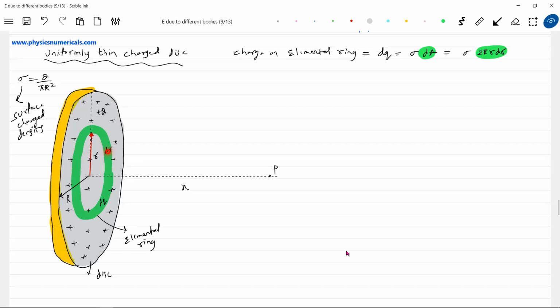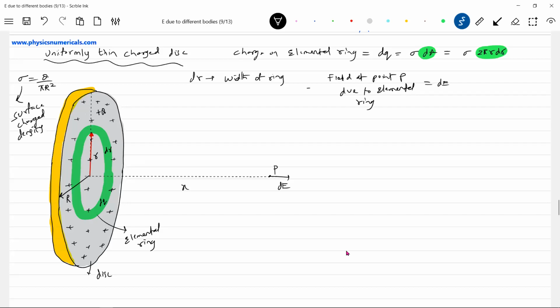I think this dr is not thickness. Dr we should call the width of the ring. Technical terms, please do notice, dr is the width of the ring. Okay, let's get into this one. So what is the field strength at point P due to this elemental ring? dE should be equal to the field due to the elemental ring.